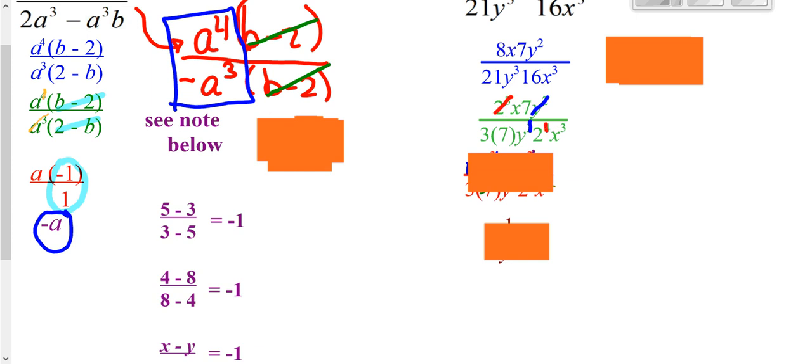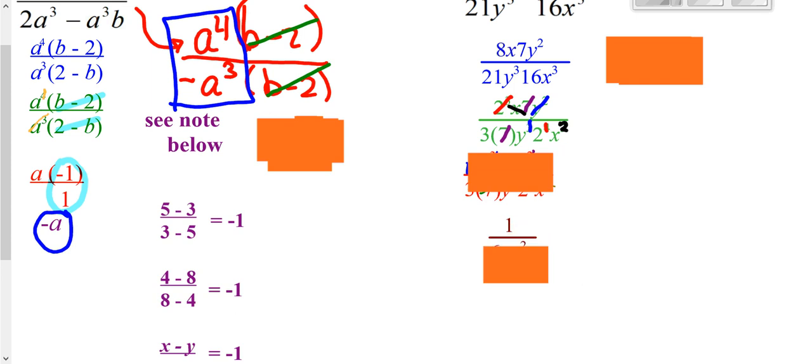Oh, you'll notice that there's a 7 on the top and a 7 on the bottom. They're going to cross out. And then you can say which one has more x's, the top or the bottom. Well, in this case, the top is an x to the first, bottom's x cubed. The bottom has 2 more. And so you could go ahead and do that and then just write what's left.